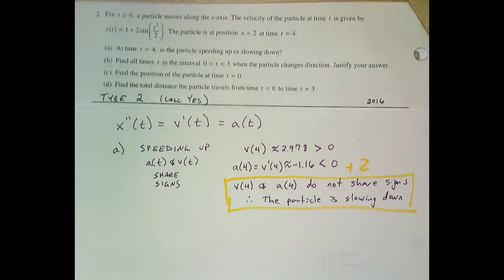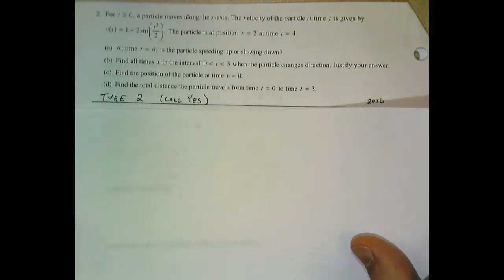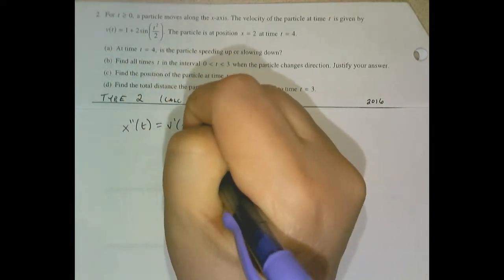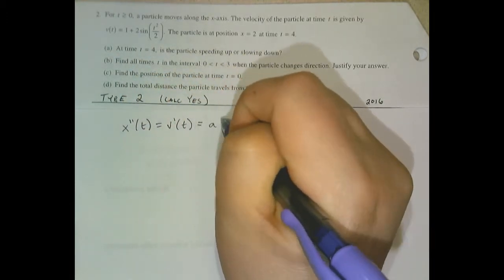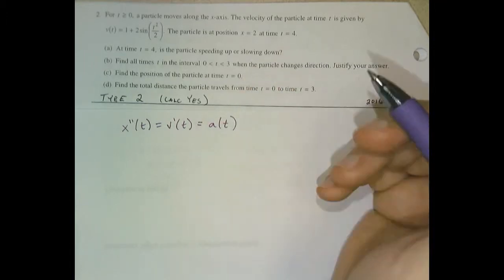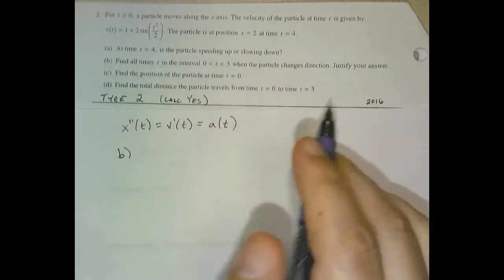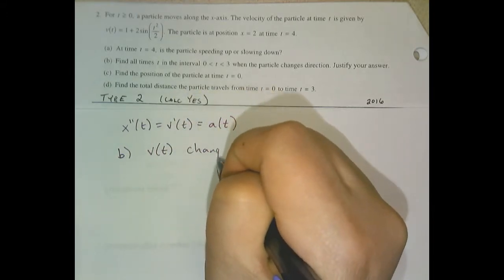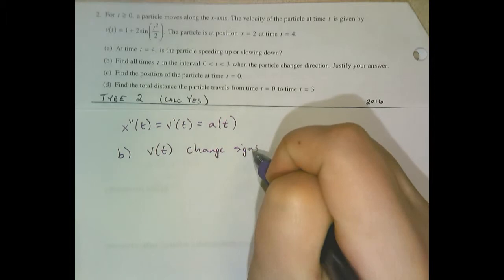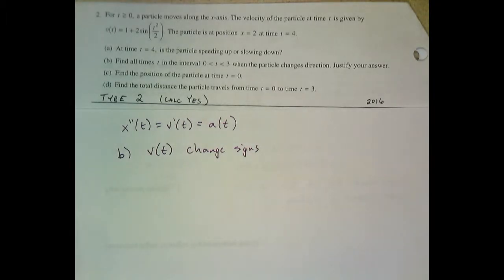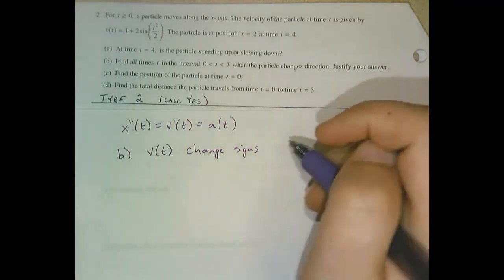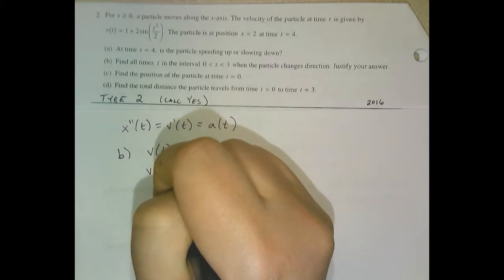On to part B. Find the time when the particle changes directions. The particle is going one way when velocity is positive, and the other way if velocity is negative. So changing directions would be, where does v of t change signs? That's what they're looking for. So in order to determine where v of t changes signs, and they're only curious about the interval 0 to 3, we have to find where does v of t equal 0.